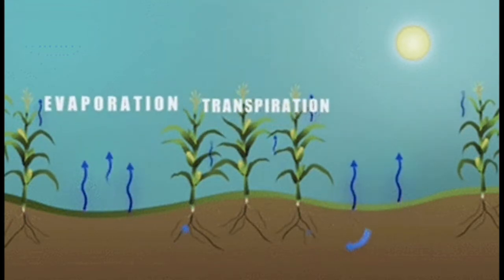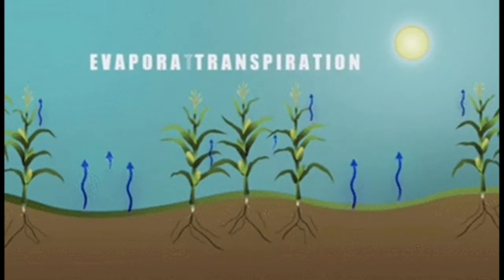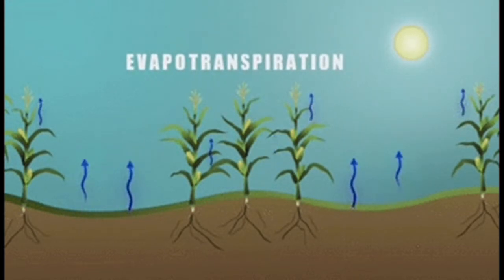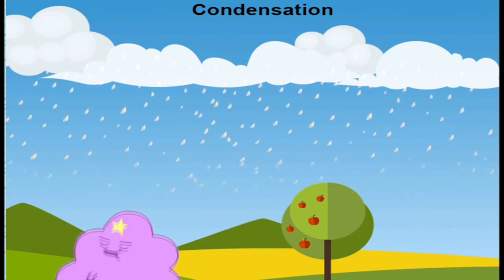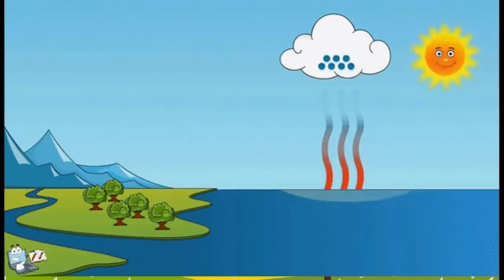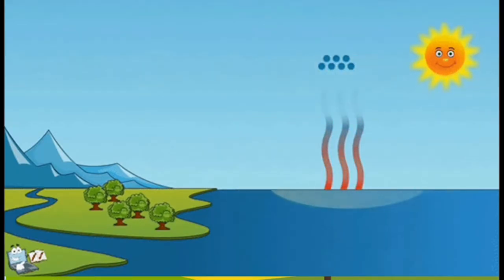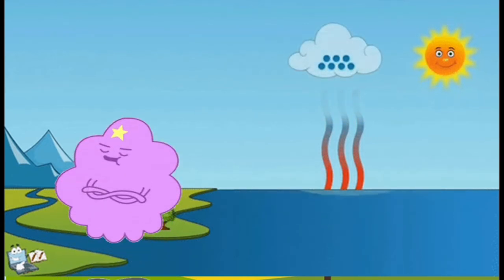Is this lost forever? No. We get it back again, as we will see right now. The process of condensation plays an important role in bringing water back to the surface of the earth. How does it happen? If we go higher from the surface of the earth, it gets cooler. When the air moves up, it gets cooler and cooler.